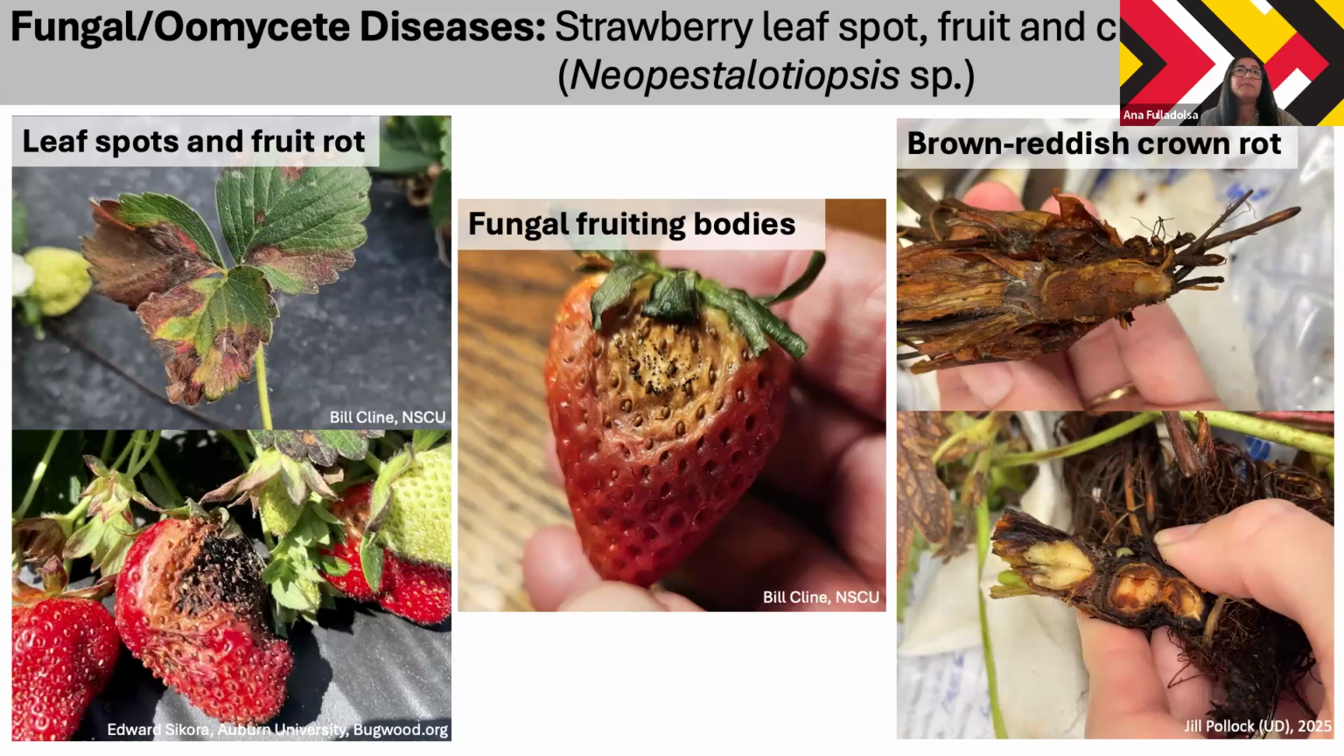And then we have this fruit rot here. Actually, I'm noticing, so I apologize, this one here below where it says leaf spots and fruit rot is Neopestalotiopsis. This one in the center is actually Colletotrichum. So even though I did this incorrectly, it's still a good opportunity to note that it's very hard to distinguish these pathogens.